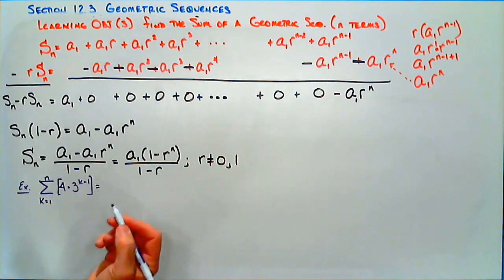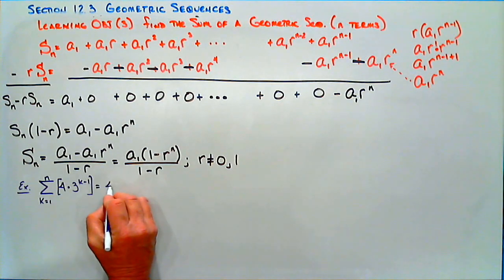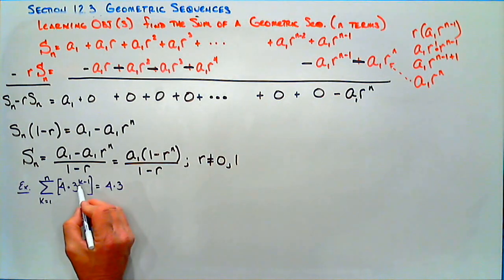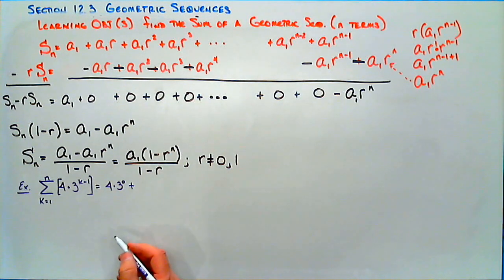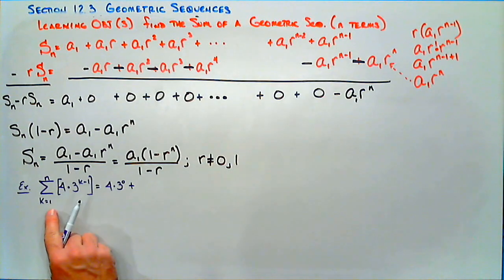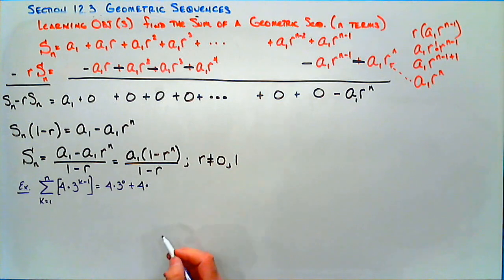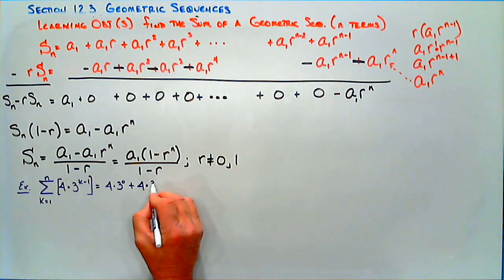Now, we could write down the first couple of terms if you wanted to. If k is 1, what does this look like when k is 1? We get 4 times 3 to the 1 minus 1, that would be 3 to the 0. Plus, what's our next term look like? Well, k is 2, so it's going to be 4 times 3 to the 2 minus 1, that's 3 to the first, isn't it?